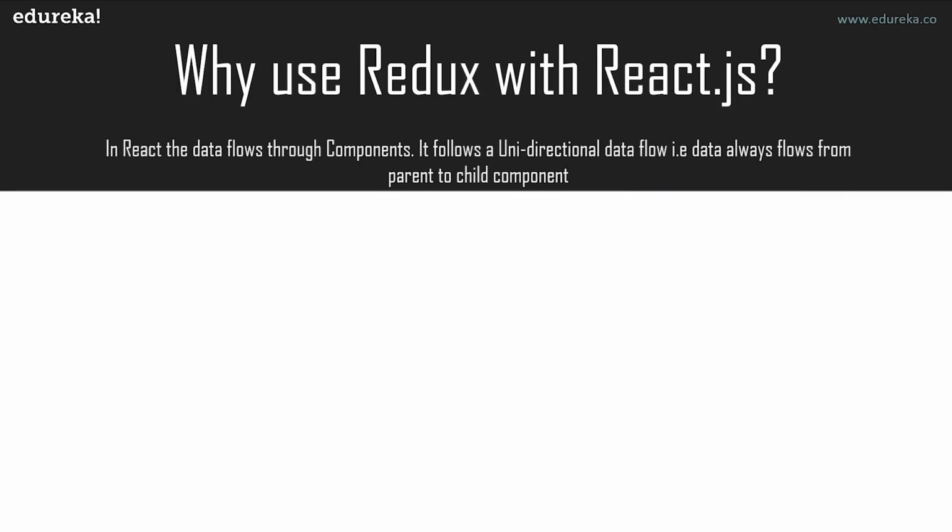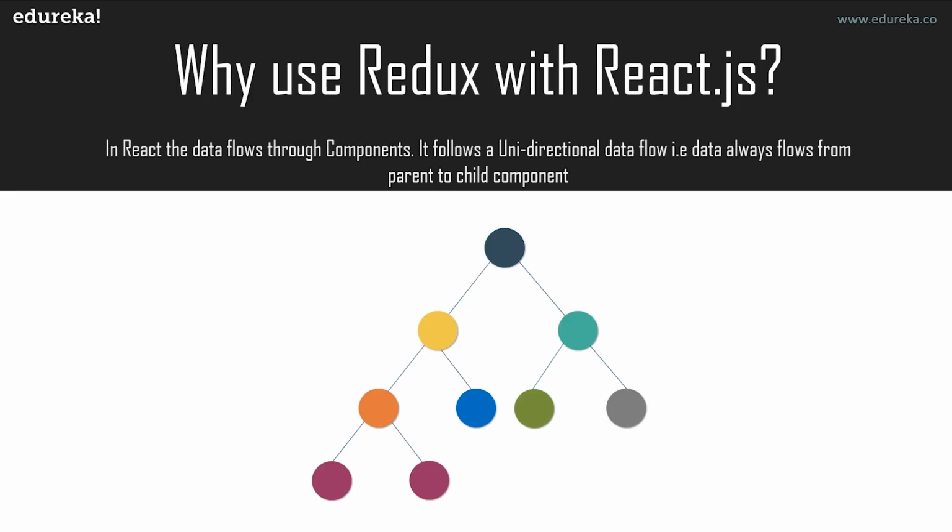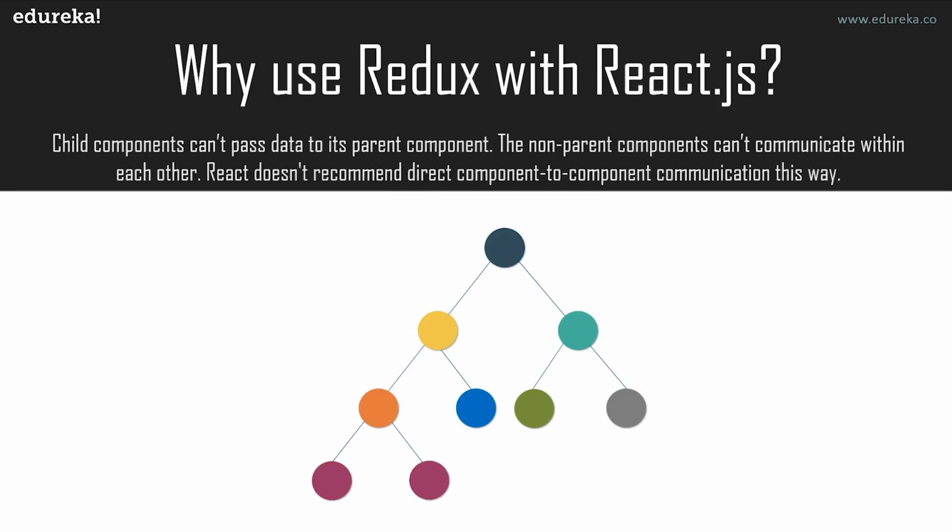Now in React, we already know that the data flows through the components. And always remember that it follows a unidirectional flow of data, that is, data always flows from the parent component to the child component. Now, why do we need Redux? To understand what Redux is, you must first understand what a state is. We have already talked about state, and we also know that child components cannot pass data to their parent component in React.js.